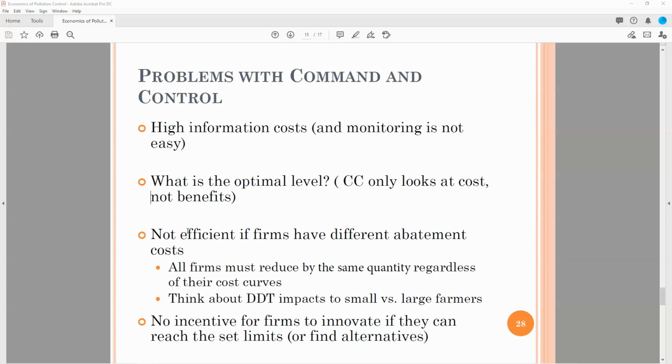So if we set the same quantity of abatement regardless of their cost curves, this method may be ineffective. And also, there would be no incentive for firms to innovate or to develop technology if they can reach the limits set by the government, or there will be no incentives for firms to find alternative ways to reduce the pollution. So that's all about the command and control method.